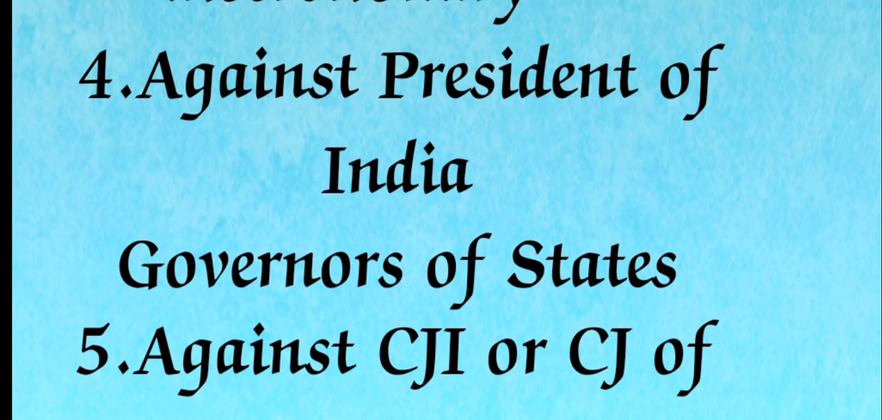The next one is that the writ of mandamus cannot be issued against the President of India and the governors of the states. In the same way, courts do not have the power to issue the mandamus writ against the Chief Justice of a High Court or the Chief Justice of India. So this is all about the writ of mandamus. In the next class, we will discuss prohibition.